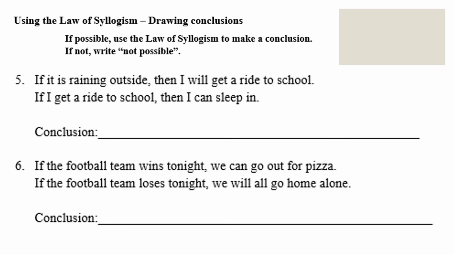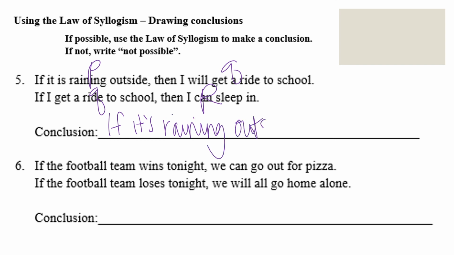So let's practice. If it is raining outside, then I will get a ride to school. If I get a ride to school, then I can sleep in. This is R. So we can have, if it is raining outside, then I can sleep in.